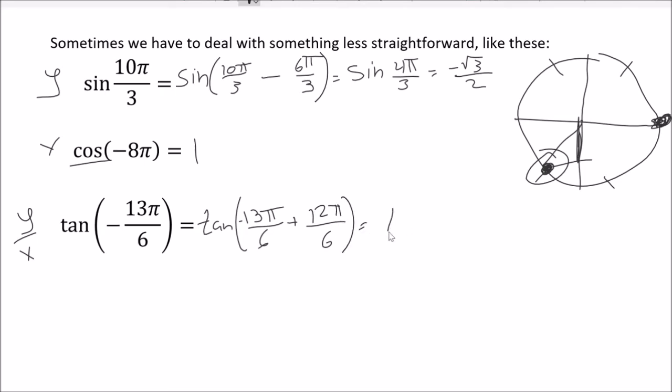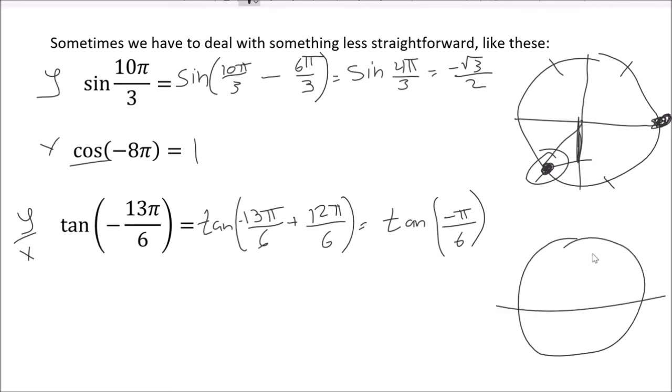So what do I get when I do that? I get tan of negative pi over 6, and that I can understand because I know that pi over 6 is this very first location, so that was pi over 6. Negative pi over 6 would just be the same thing in the opposite direction.